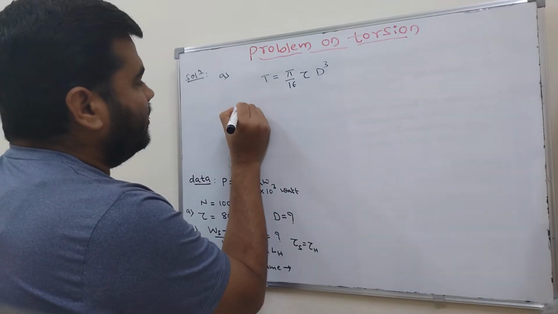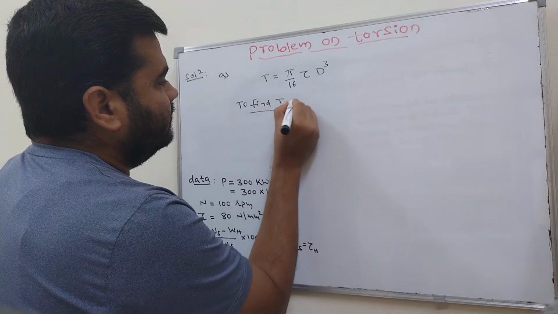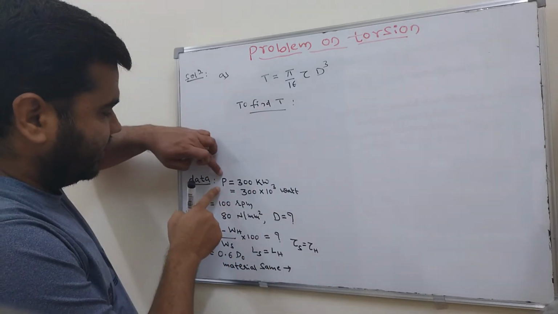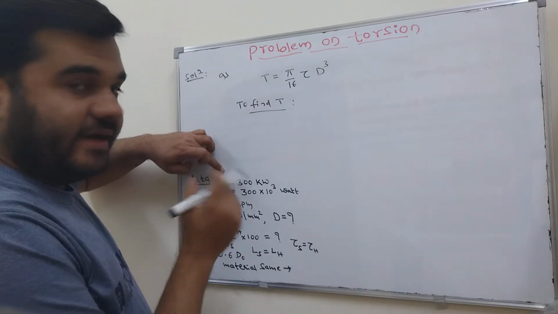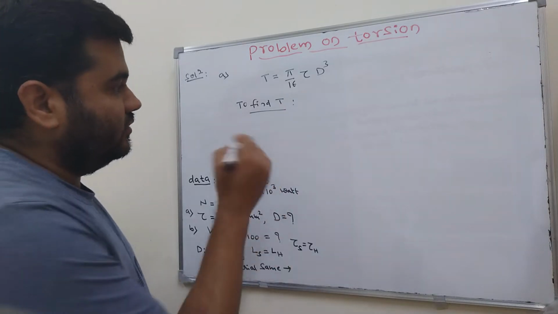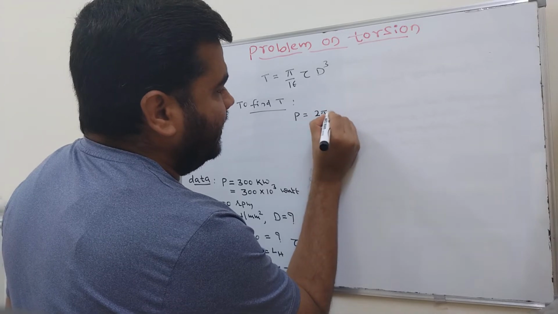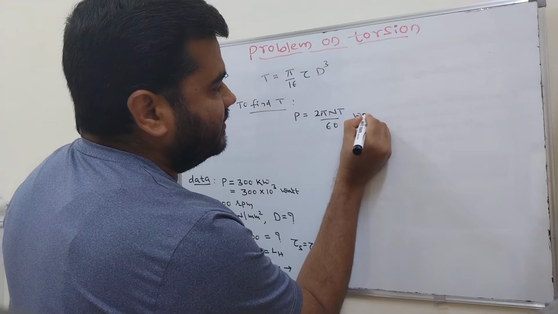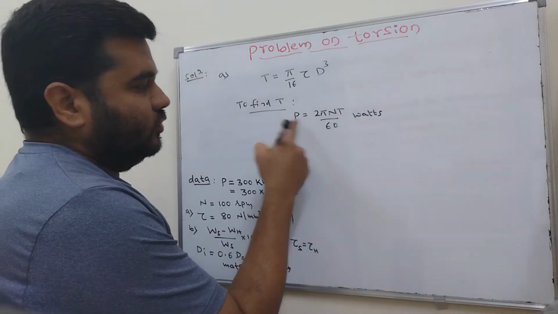To find T, use the power equation. We have a relation for power in terms of torque. Power, speed and torque are used in engineering design. So power P equals 2 pi N T divided by 60, in watts. Use this equation.